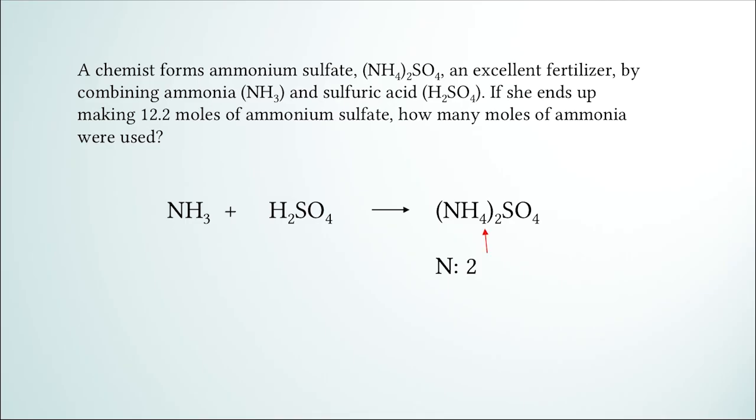But there are 4 hydrogens within the parentheses, and there are 2 groups of them, so multiplying 2 by 4, we can see that there are 8 hydrogens in this molecule. There is a single sulfur, and there are 4 oxygens too. So be careful to correctly count the atoms whenever you see parentheses. We have the number of atoms on the product side. Let's count the reactant side. There's 1 nitrogen, 5 hydrogens, 1 sulfur, and 4 oxygens. If we add a coefficient of 2 in front of the ammonia molecule, that balances everything.